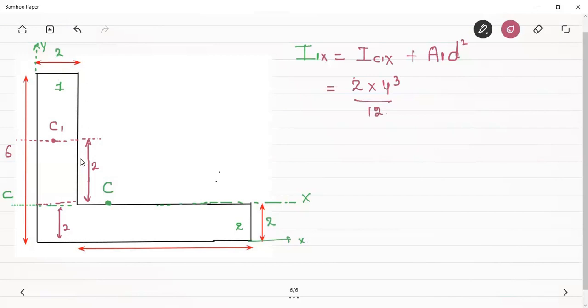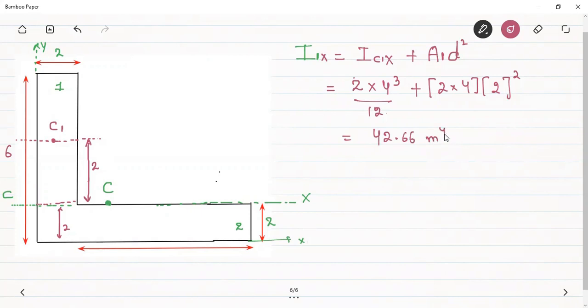If this is b and this is d, then about the centroidal x-axis, the moment of inertia will be bd cube by 12. So b is 2, depth is equal to 4, therefore 2 into 4 cube by 12, plus the area of the first rectangle, which is 2 into 4, and the distance between these two axes is equal to 2, therefore square of 2. After solving this, it will be equal to 42.66 meter to the power 4.